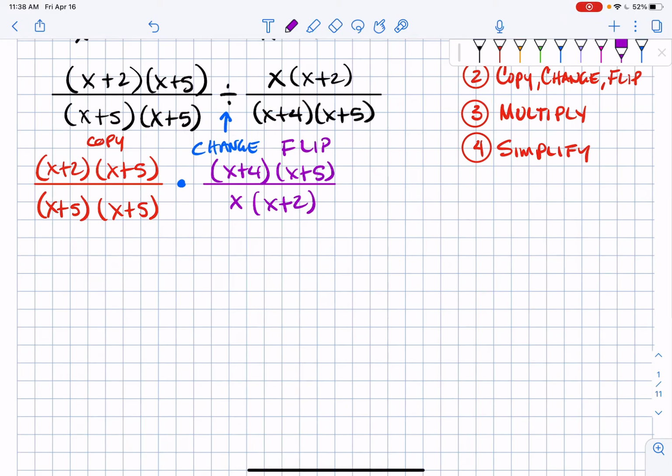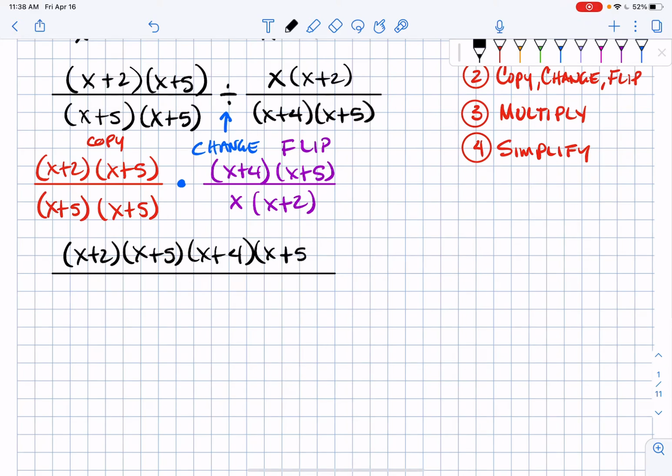So now we've copied, changed, and flipped. We're multiplying fractions, so it's all going to be one whole thing, because it's top times top, bottom times bottom. The top is going to be x plus 2, x plus 5, x plus 4, x plus 5. The bottom is going to be x plus 5, x plus 5, and x, which we typically would want to bring to the front, and then an x plus 2.